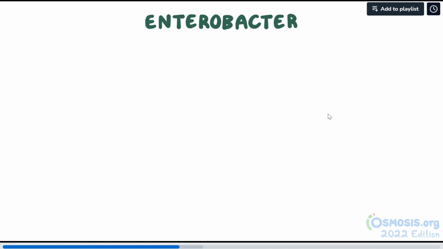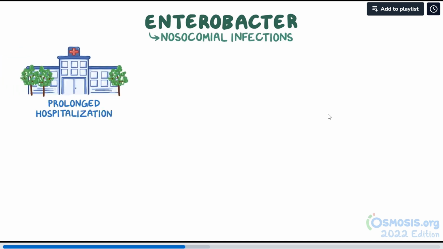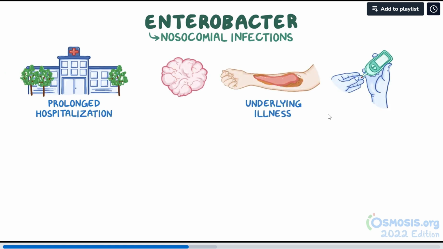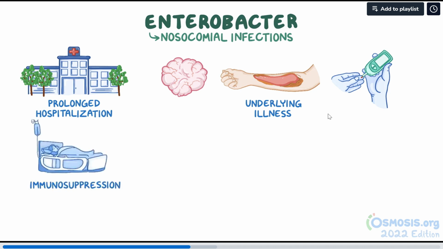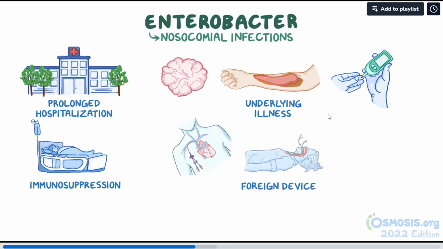Now, Enterobacter is an opportunistic pathogen which causes nosocomial infections in people with prolonged hospitalization, in people with underlying illness such as malignancy, burns, or diabetes, in cases of immunosuppression like in HIV-positive individuals, and in the presence of foreign devices such as central venous catheters, endotracheal tubes, or urinary catheters.